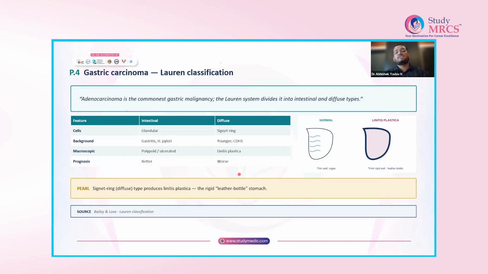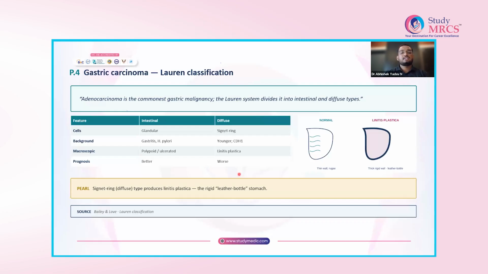Intestinal type usually occurs in older age people. It will be a well differentiated one. Okay, well differentiated. They have a much better prognosis. Whereas the diffuse type usually occurs in younger age group people. They are difficult to differentiate. That's why it's called a diffuse one.